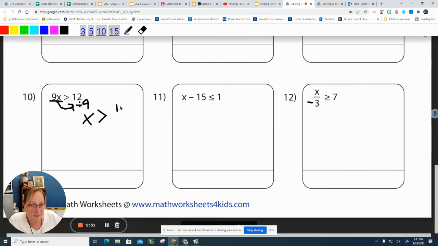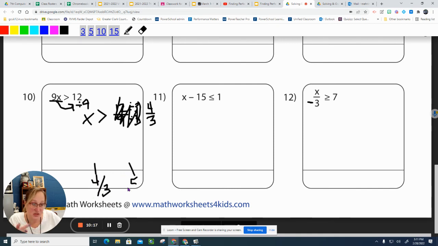But it's 12 over 9, which can be reduced by 3. So divided by 3, divided by 3. You're left with 4/3. So I'm going to get rid of all this. On my graph, I've got 4/3.